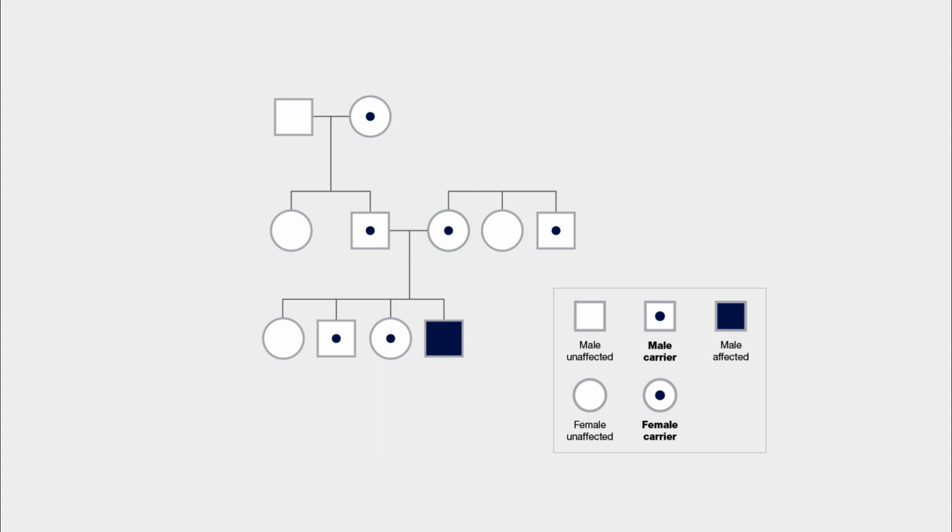Most often, people don't know that they are carriers. As a result, it's now possible to genetically screen prospective parents to determine whether they are carriers for any of the more commonly seen autosomal recessive disorders.